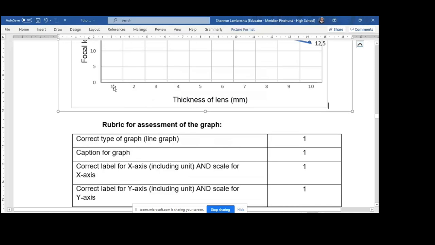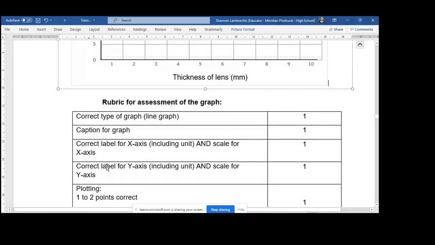You start with 1, you continue with 1. You don't go 1 and then 4 and then 7. You continue with the same number. That will be a mark. And then correct label for the y-axis, including the scale.